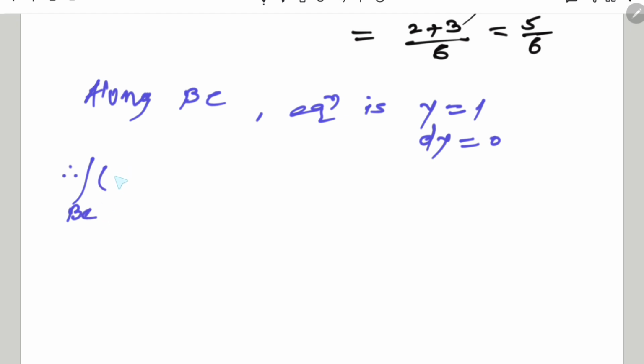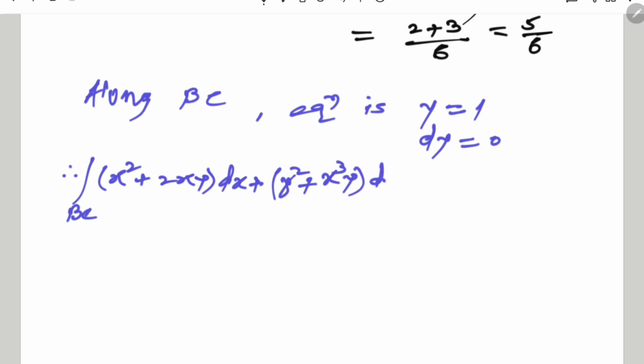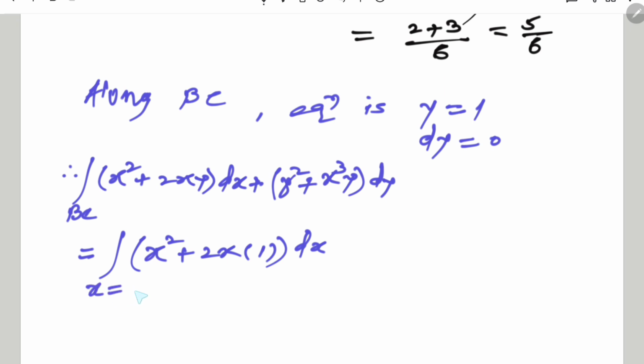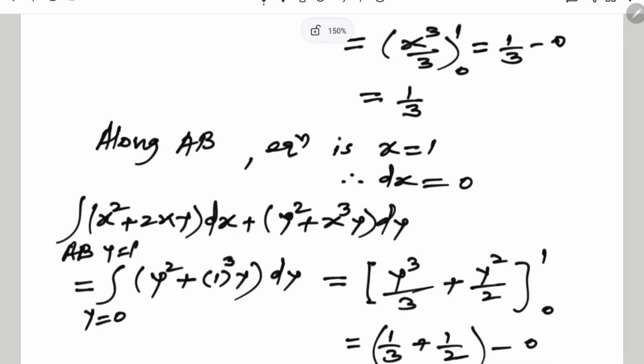Then next, along BC, a line parallel to the x-axis, whose equation is y equals 1, a constant, therefore dy equals 0. Substituting it in the line integral along BC of x square plus 2xy dx plus y square plus x cube y into dy, as dy is 0, the second term becomes 0, and we have only x square dx.